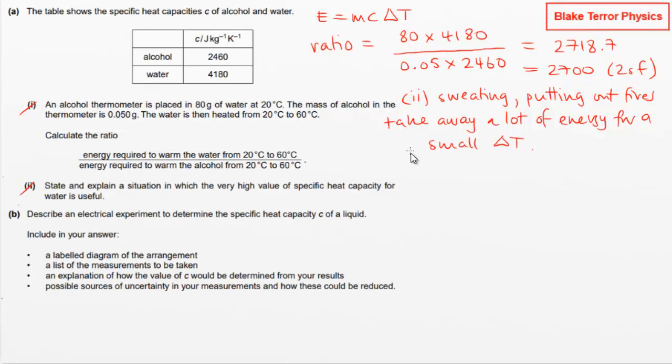So that's that one. Now we've got an experiment to run. Right, we've not much space to put it in. Describe an electrical experiment to determine specific heat capacity C of a liquid. Right, so they specifically said it's an electrical experiment, so we can't do anything like method of mixtures. We need to do the one where you've got the electric heater inside the beaker. So we can have our beaker.